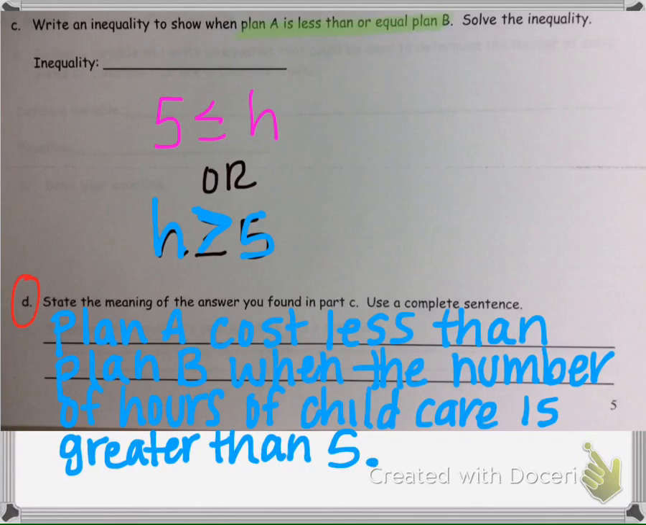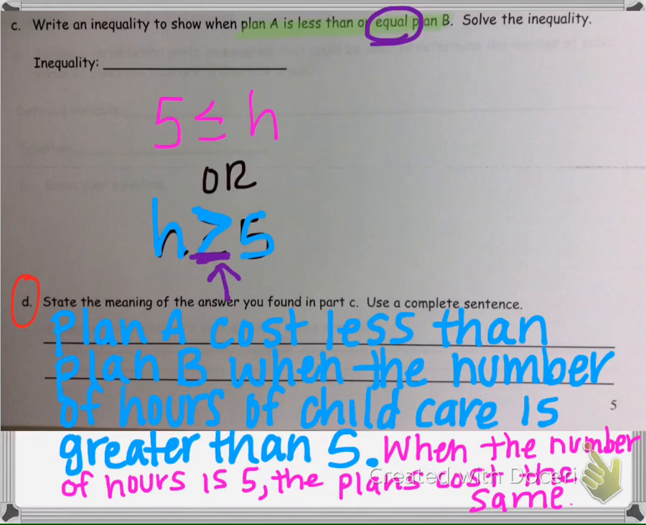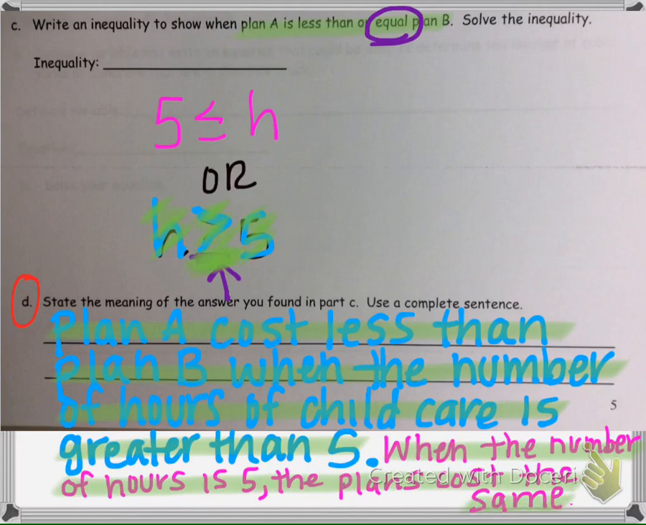Now, if we plug in 5, this line right here, if the number of hours is 5, that means that the plans are going to be equal. So if the number of hours is greater than 5, Plan A is less. But if the number of hours is 5, they both cost the same amount. So Plan A costs less than Plan B when the number of hours of childcare is greater than 5. When the number of hours is 5, the plans cost the same. That's what this line right here means.